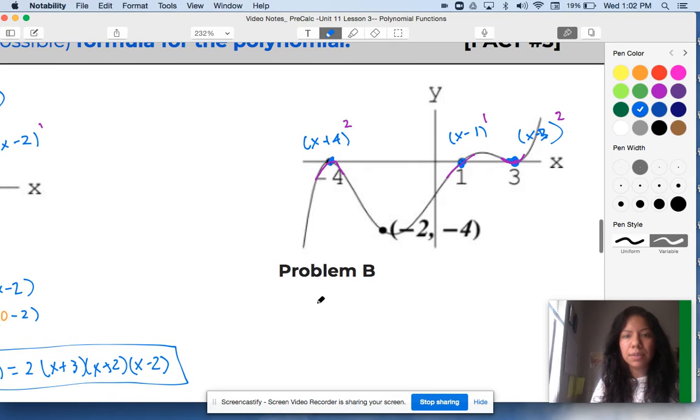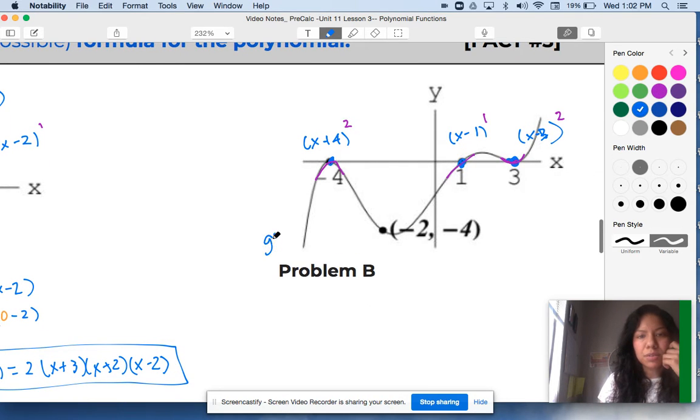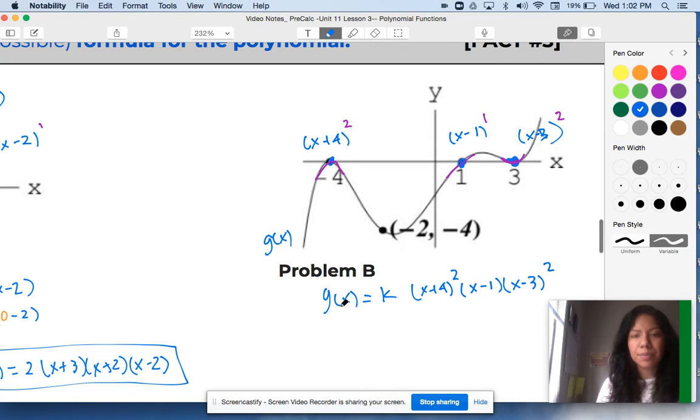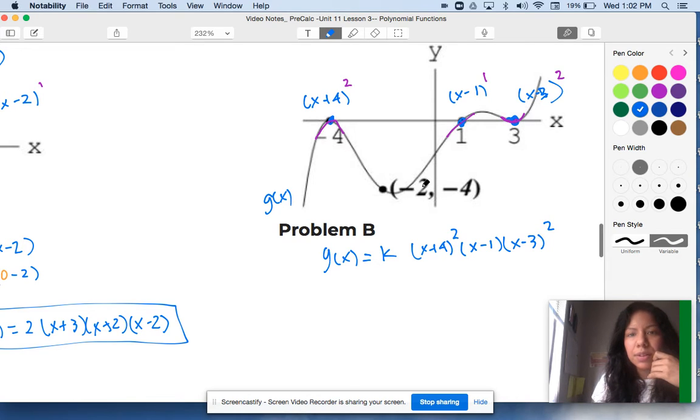So then we have our function. We can call it g of x. We say g of x equals k, and we have to figure out k, times x plus 4 squared times x minus 1 times x minus 3 squared. Nice. Now we don't have a y-intercept, but we have a different point. We have this point here, negative 2, negative 4.